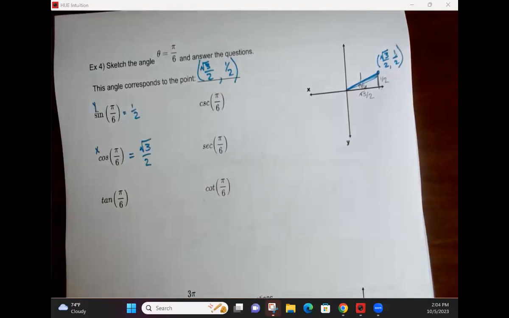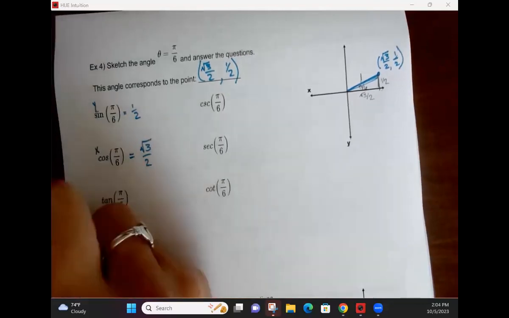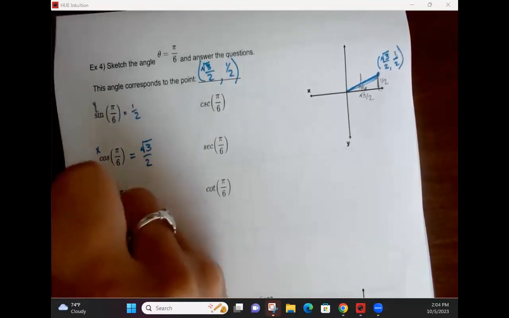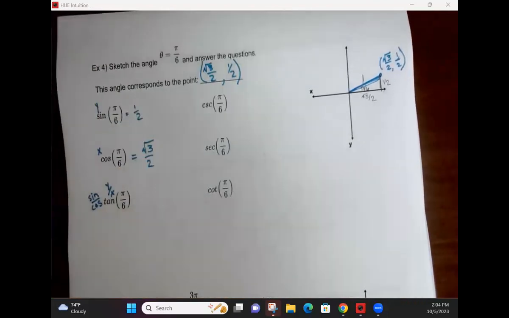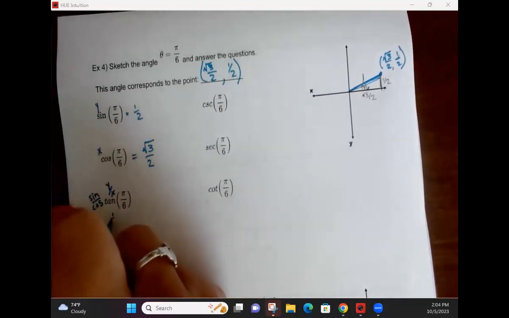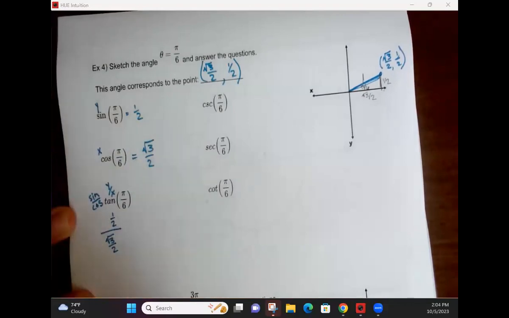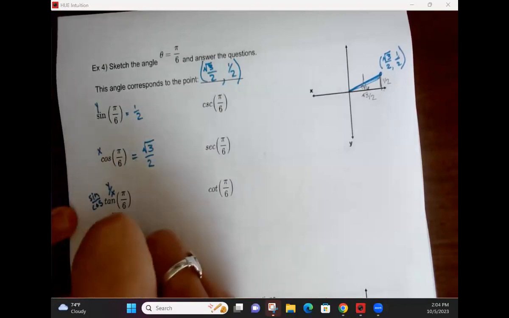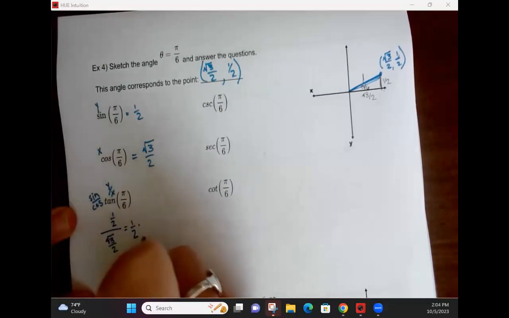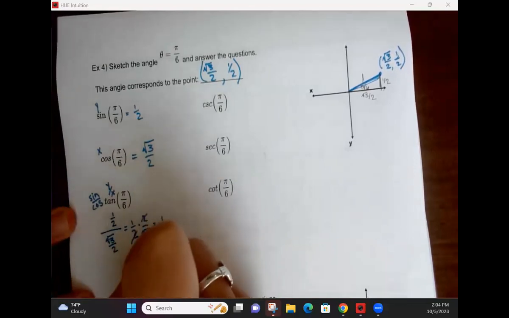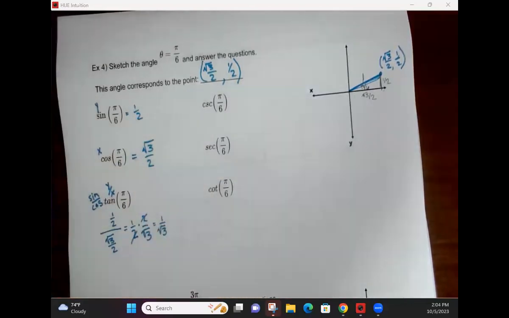And then tangent of pi over 6, remember, is sine over cosine. In this case, y over x. In every case, but as we're looking at our functions here, y over x. So my y value is a half over my x value, that's root 3 over 2. I've got to simplify this here. Since I'm dividing by a fraction, I'll multiply by its reciprocal. The 2's I can reduce, and I've got 1 over the square root of 3.